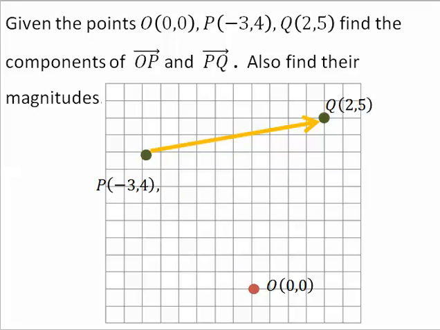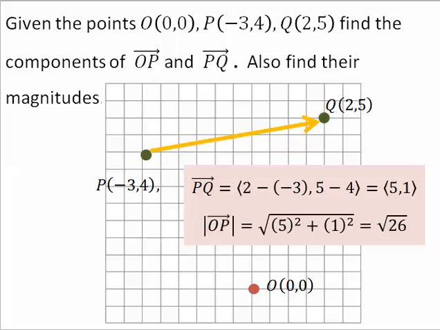Now let's look at PQ. It's easy to see from the graph what the vertical and horizontal components are, but let's do it out algebraically also. So starting at P and going towards Q, it's 2 minus -3 and 5 minus 4, confirming a horizontal component of 5 and a vertical component of 1 that we were expecting. The magnitude of PQ is equal to the square root of 26.